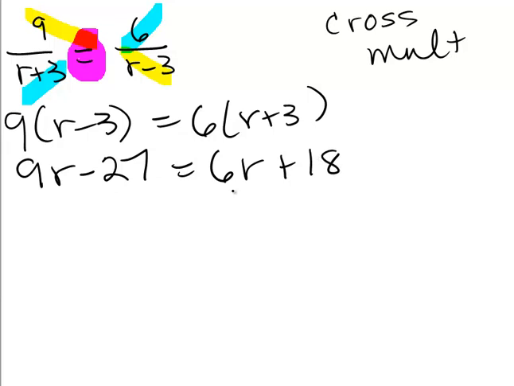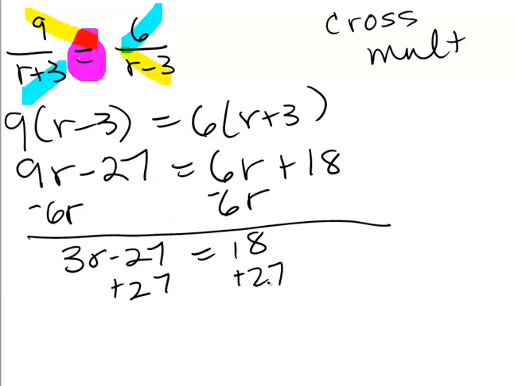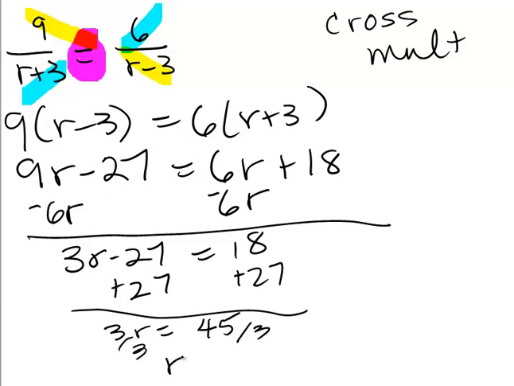I'm going to get all my variables on one side, and I'm getting ahead of myself. 3r minus 27 equals 18, and now I'm going to get all my numbers on the other side by adding the opposite. So 3r equals 45. Divide both sides by 3, and I have r equals 15.